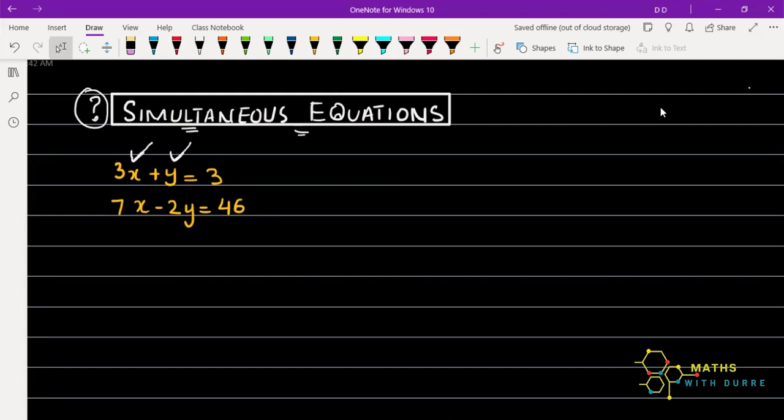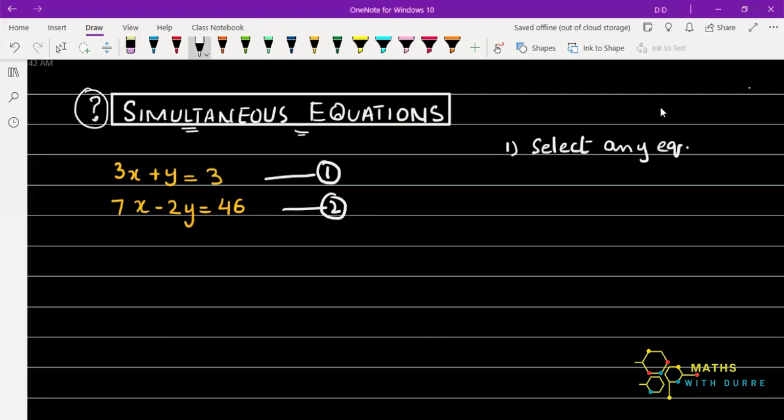Let's understand the concept of the substitution method. I'm going to number the equations: equation number 1 and equation number 2. So, first of all, you need to select any equation and then make a subject of any variable. किसी एक equation को आप select कर लें and then make a subject of any variable.